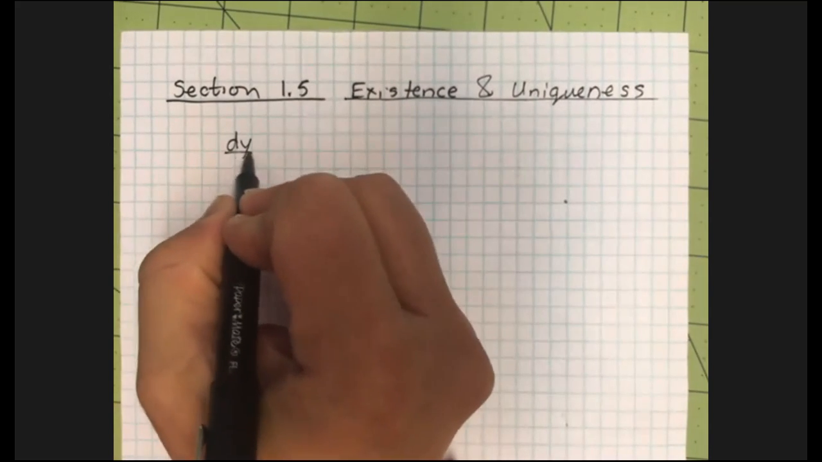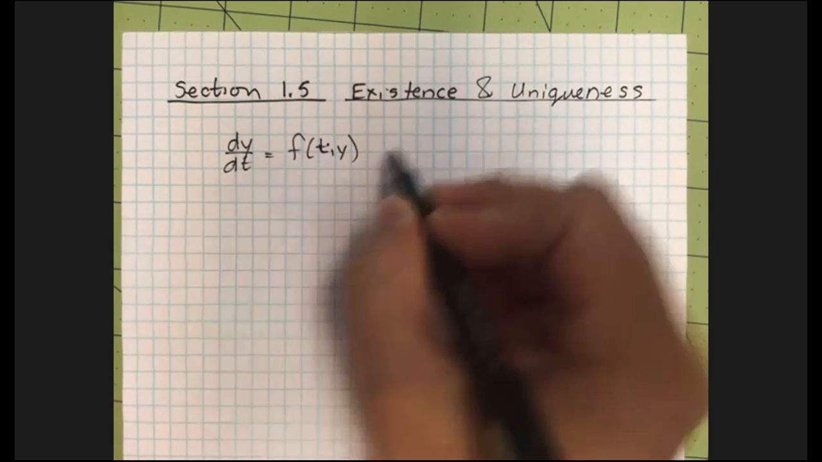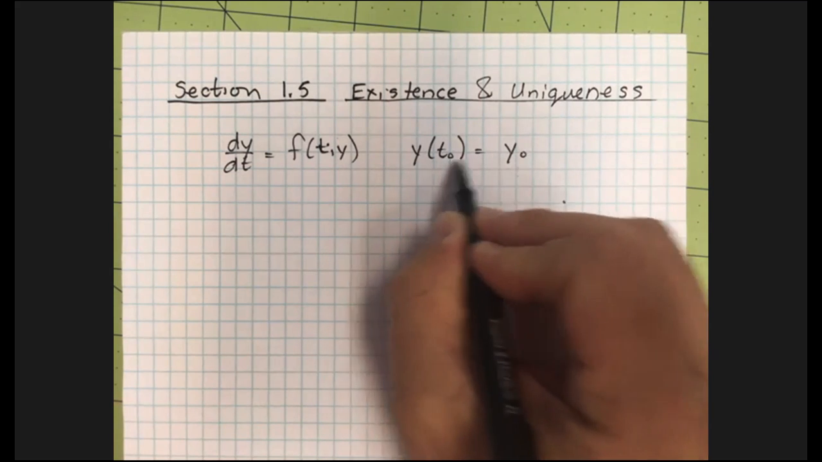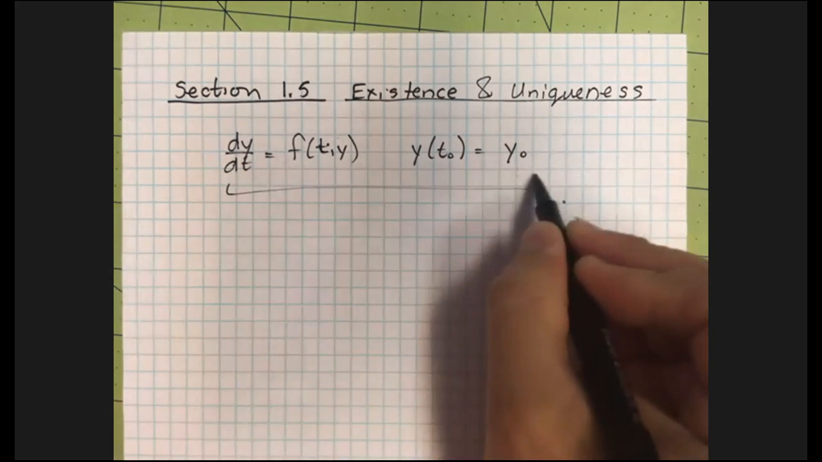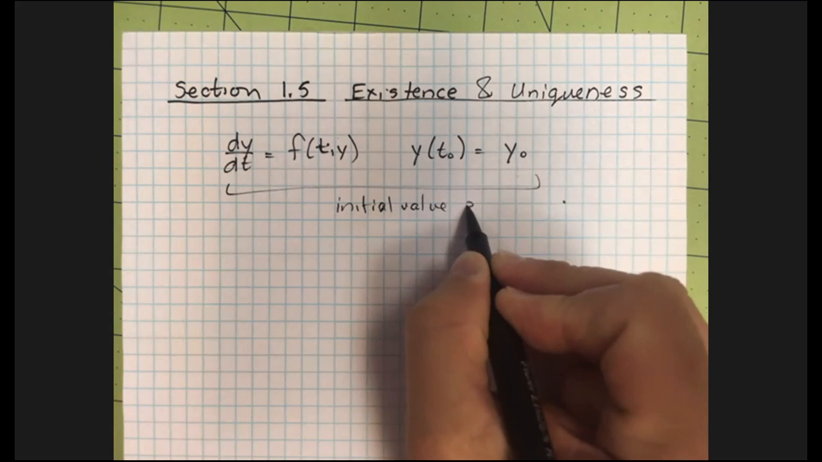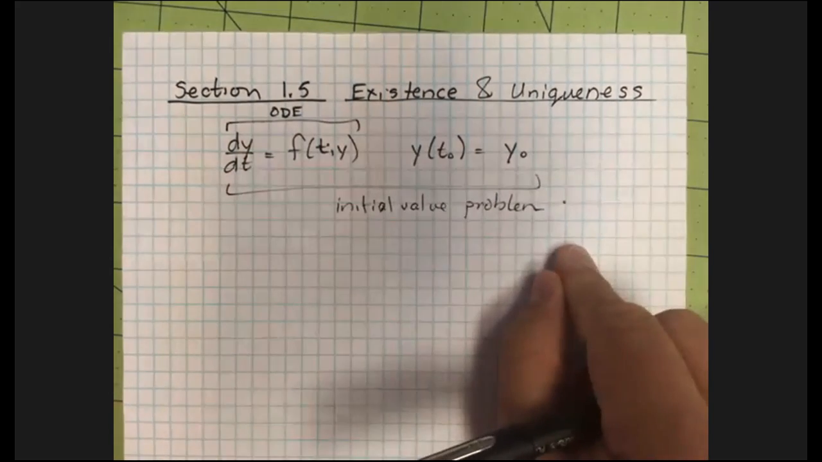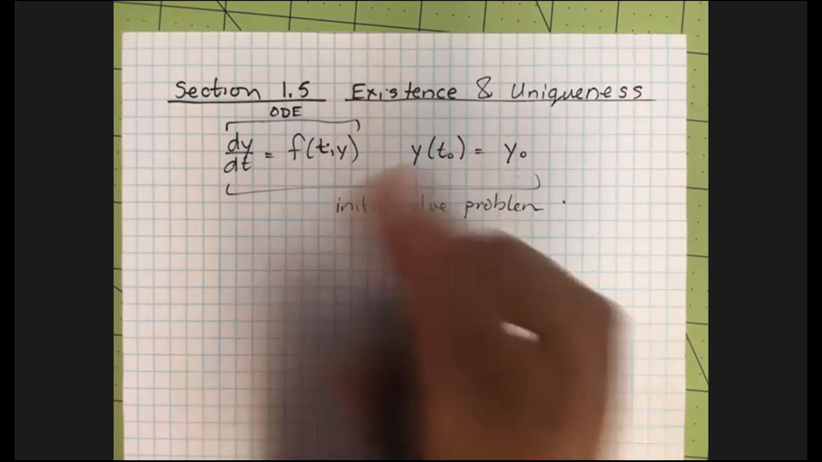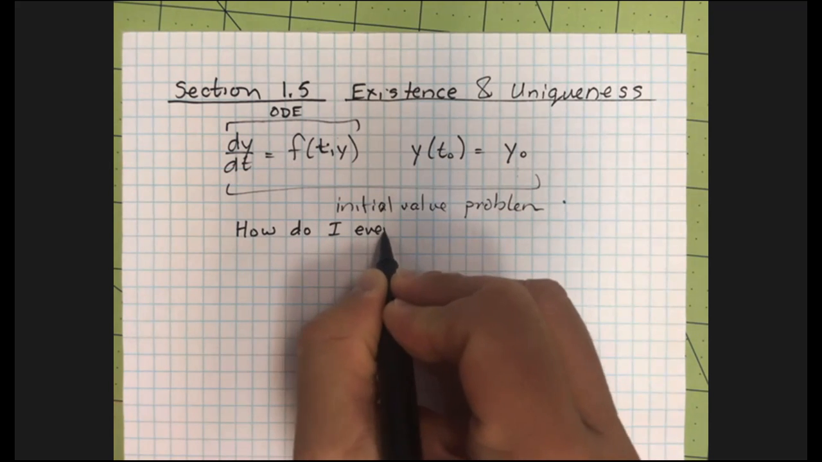When I write down a differential equation, whatever the f of t and y is, when I specify an initial condition, whatever the t naught and y naught is, by the way, this is a differential equation. When you do the differential equation and initial condition, it's called, as you read in your book, an initial value problem. This is just the differential equation. This initial value says, I want a solution, but I want a solution with a special property. But I've got two serious problems. How do I even know there's a solution?